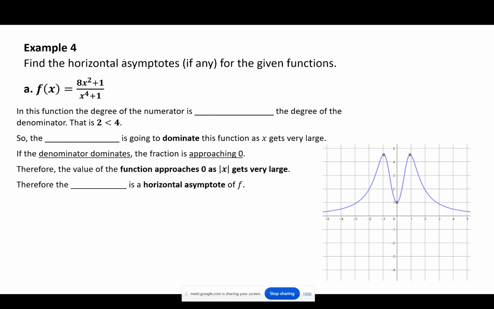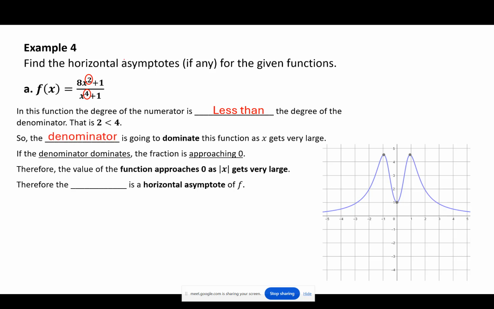So this function, f of x equals 8x squared plus 1 over x to the 4th plus 1. First thing you need to notice for the horizontal asymptote situation is that in this function, the degree of the numerator is less than the degree of the denominator. So the degree of the numerator is 2, highest power on x. The degree of the denominator is 4, highest power on x is 4. So what does that mean?